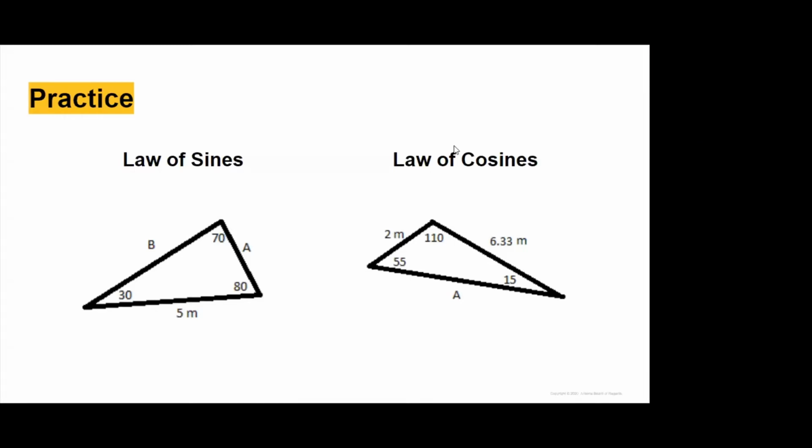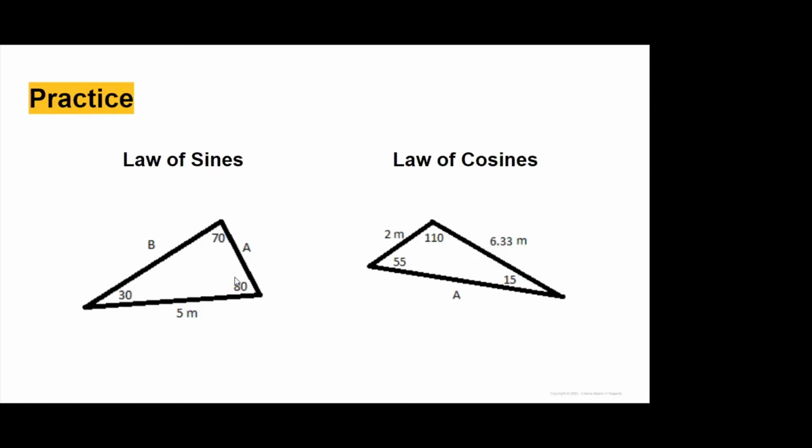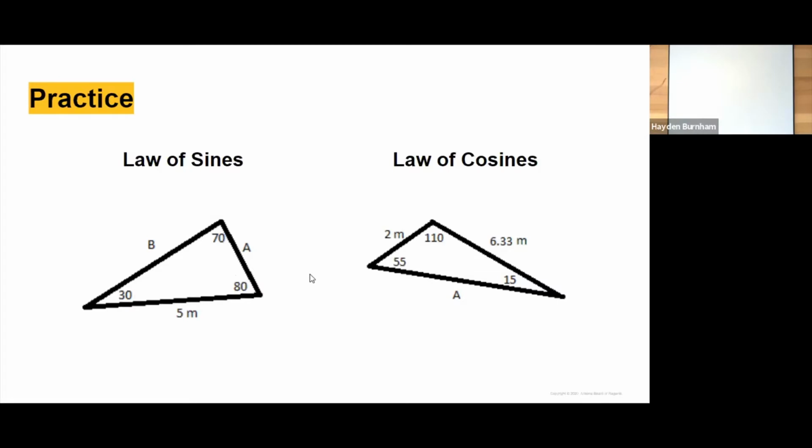So for the first one, for the law of sine, does it matter if your calculator is in degree or radian? These angles are in degrees, so I would put your calculator in degree. Usually if it's radians, it's going to have a pi in it, like pi over 4, pi over 3, something like that.